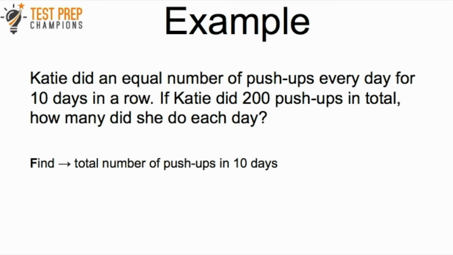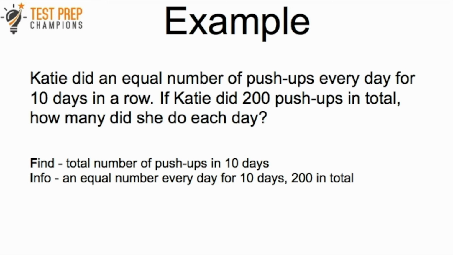Okay, so I already spoiled the find here. So the question is asking you to find how many total number of push-ups she did in 10 days. So now we look at the info that we're given, and that's an equal number every day for 10 days, and that she did 200 in total. So how do we know what operations to use? Well, in this case, there's really three keywords here. We see the words equal and we see the words each, but we also see the word total.